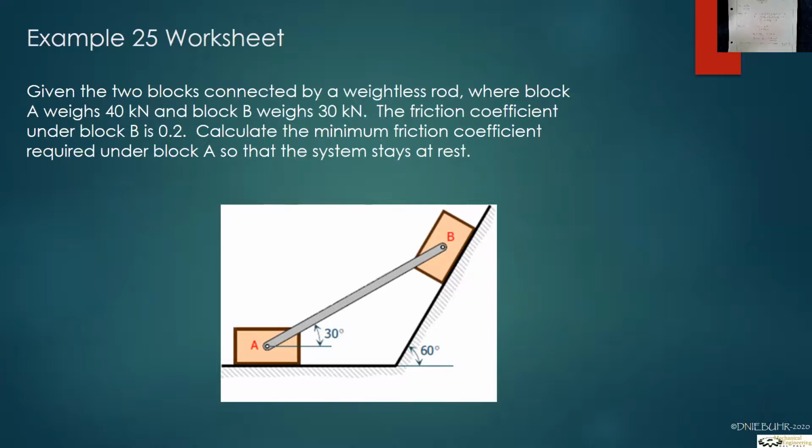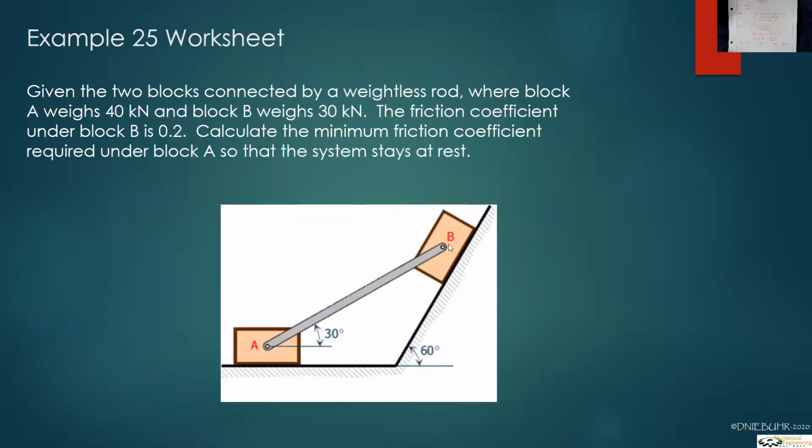And what we're trying to determine is what is the friction coefficient under A so that B doesn't come sliding down. Now, you can imagine that other ways to do this problem is we could give you the mass of A, or we could apply a force to A and give you the mass of B and say, well, what force at A would be required to push B up the hill?